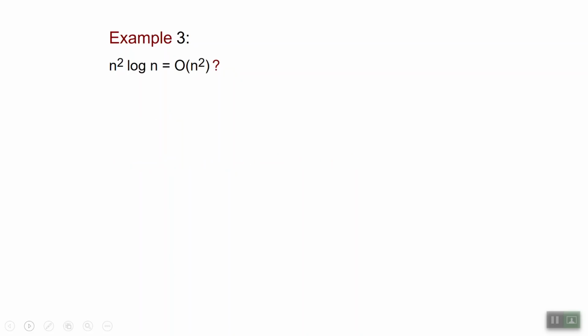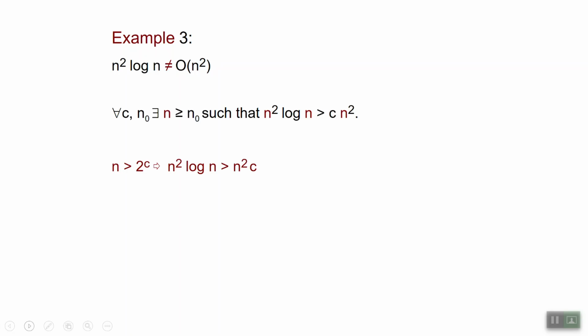Yet another example, we can ask ourselves if n squared log n is big O of n squared. And here the answer is no. N squared log n is not big O of n squared. So what does that mean in terms of our constants c and n0? It means that for every possible choice of c and n0, you can find an n which is larger than n0, such that n squared log n would be larger than c n squared. And in fact, if you fix c and n0, it suffices to take n larger than 2 to the c, in which case the quantity n squared log n would be larger than c n squared.